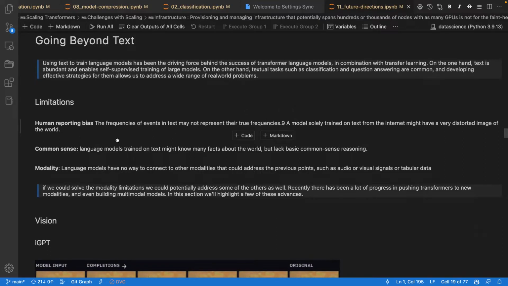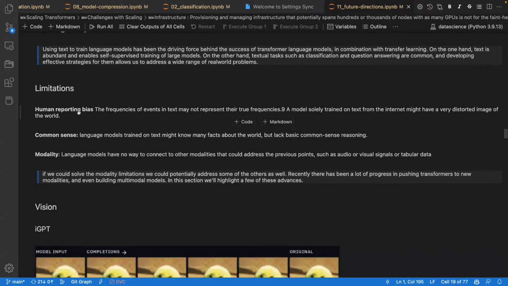They talk about human bias, common sense reasoning, modality. Human bias is about the bias that we can see from the model. They also talk about facts. I think I didn't copy this one correctly.